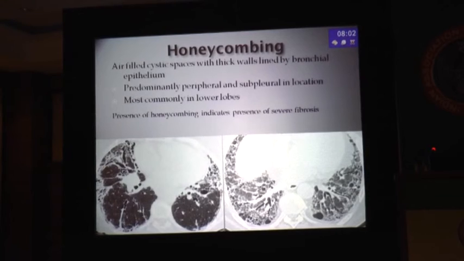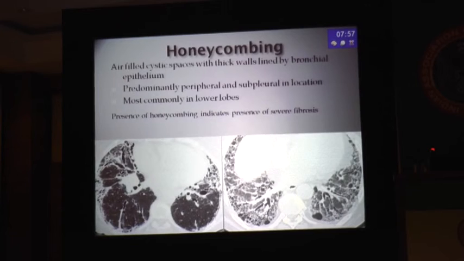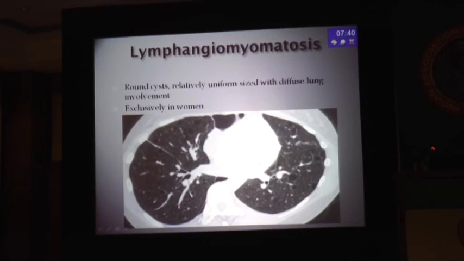There is honeycombing, so it's like a beehive appearance. The honeycombing will always start from the pleural surface, and these cystic spaces will then march towards the central lung. So this is a typical honeycombing that we are seeing here, with a lot of fibrosis, a lot of interstitial thickening, which in this case depicts fibrosis. Then there is lymphangioleiomyomatosis, exclusively seen in women, usually of the reproductive age group. There will be multiple numerous cysts, and the intervening lung parenchyma is normal.